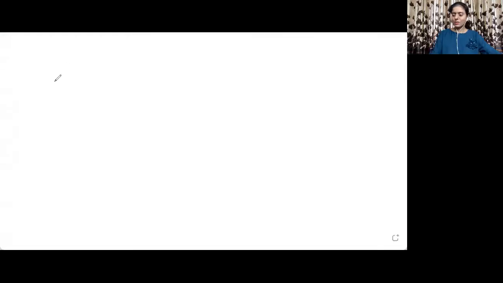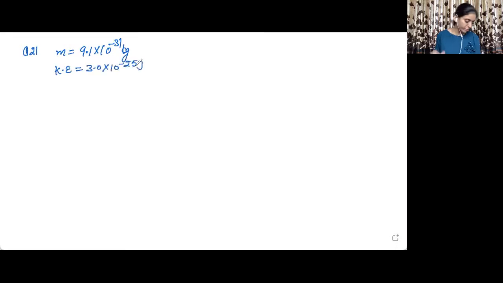Question number 21. Let us see what the statement is. It says the mass of an electron is 9.1 × 10^-31 kg. So the mass of the electron has been given to us. We have been given the kinetic energy also: kinetic energy is equal to 3.0 × 10^-25 joule. Calculate its wavelength. We need to find out the wavelength of the wave associated with the moving electron.